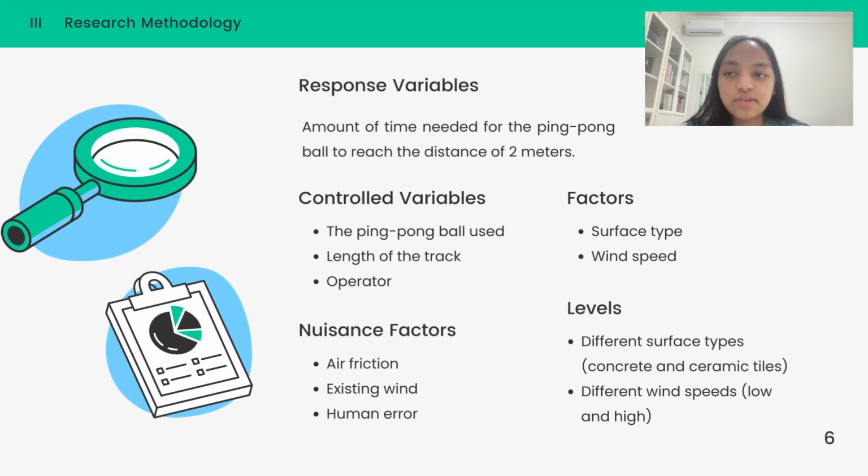In our research, the response variable is the amount of time needed for the ball to reach a distance of 2 meters. The controlled variables are type and mass of ping pong ball, length of track, and operator. The nuisance factors are air friction, existing wind, and human error. The factors are surface type and wind speed, and lastly, the levels are different surface types, in this case ceramic tiles and concrete, and different wind speeds, that is low and high.